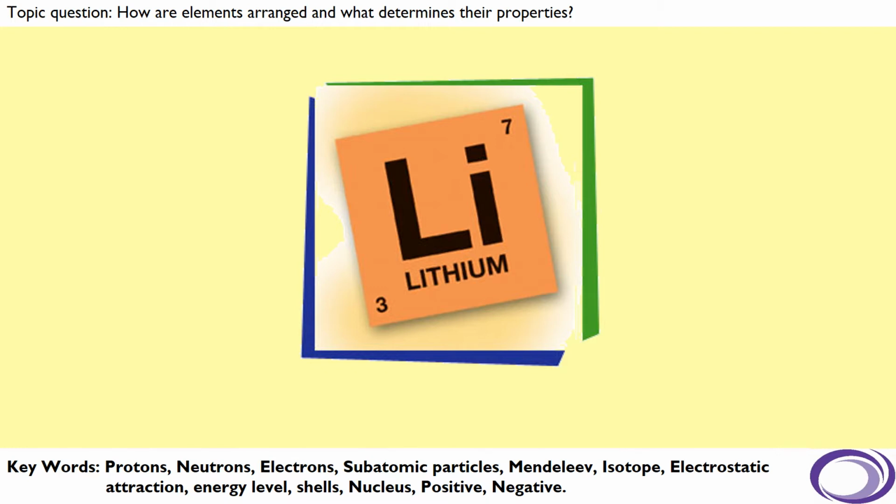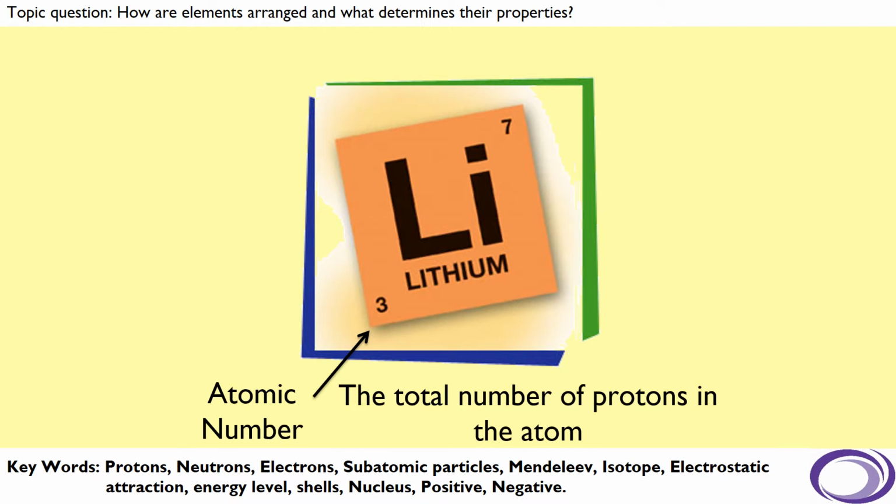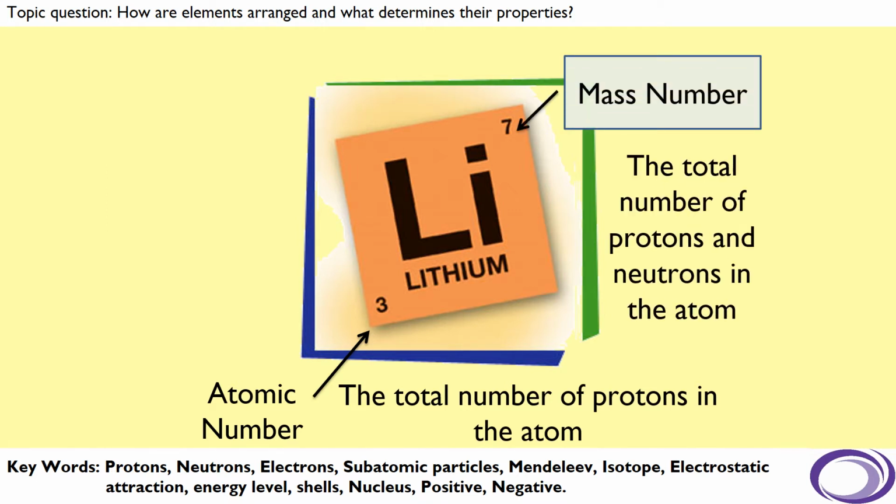So to find out how many of each of these subatomic particles there are, we use the periodic table, and for every element on the periodic table there are 2 numbers. There is the atomic number, which is the number of protons in the atom, and there is the mass number, which is the total number of protons and neutrons in the atom. Okay, it's essentially the mass of the nucleus, and we can use that to work out the numbers of each of those subatomic particles, as long as we remember that an atom has no overall charge.